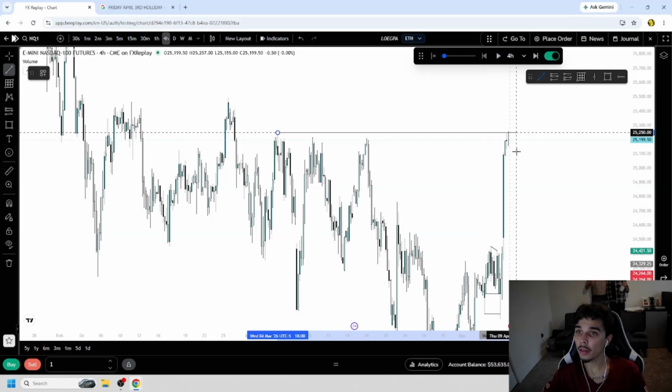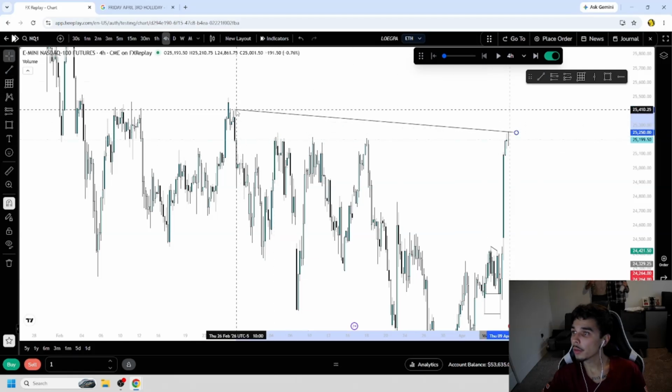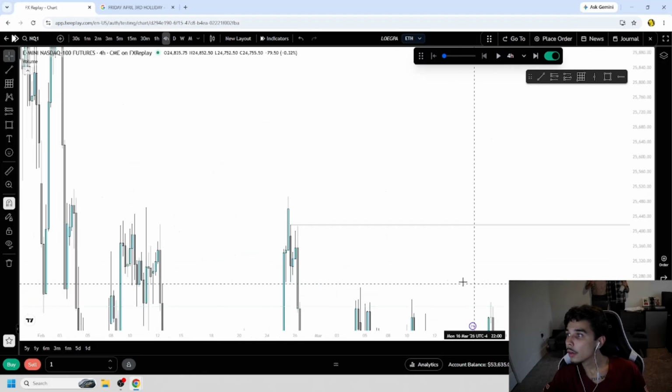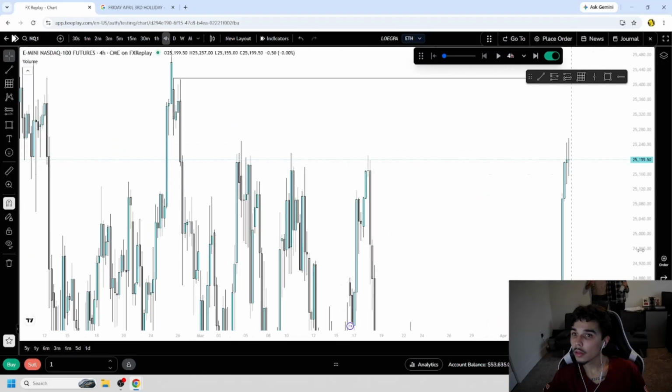Did we take out this high? Yeah, we did, but I'm not really worried about it. It looks like we have like resting equal highs right here. Are these equal? Relative. Okay.